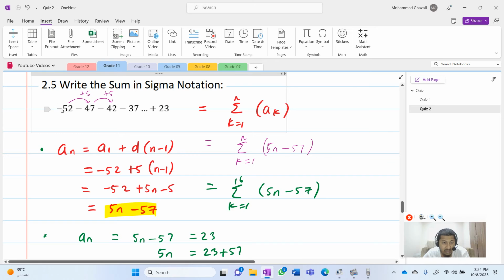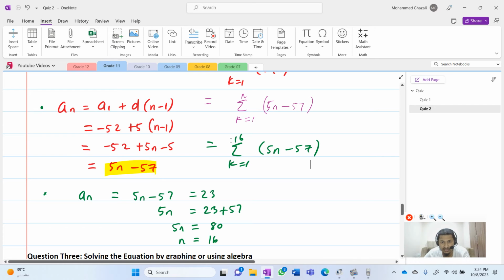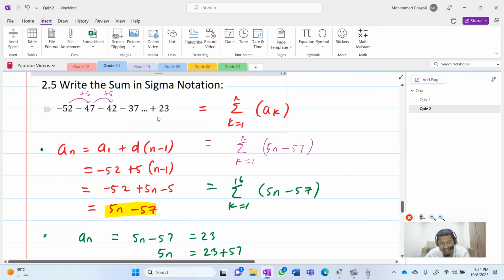So this sum, the sequence of numbers which is summed up, this series, can be written in sigma notation like this. If we substitute k equals 1, 5 minus 57, which is minus 52. So we did not need to find the sum of this, we just needed to write this sum, this series, in sigma notation.